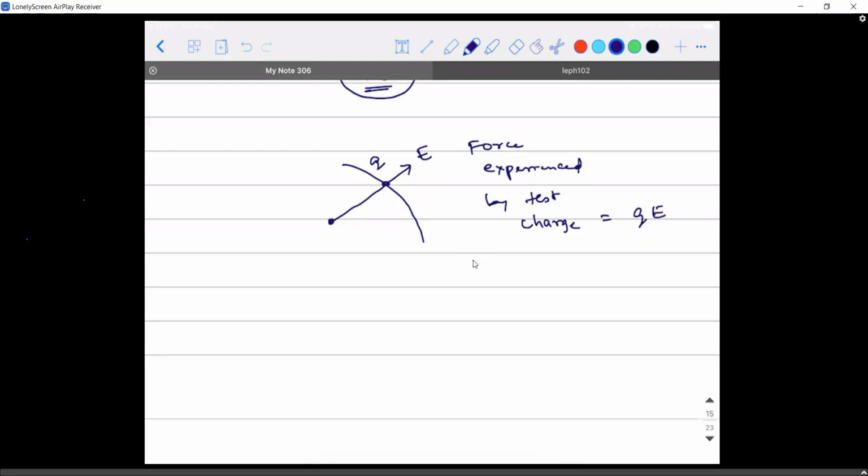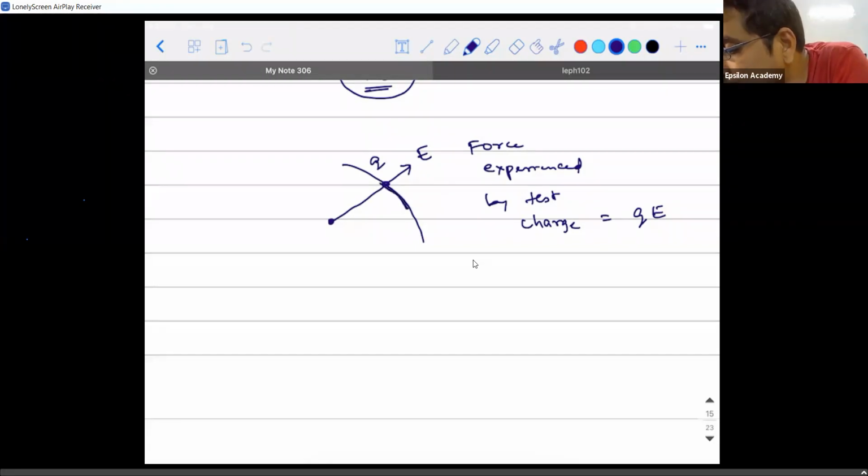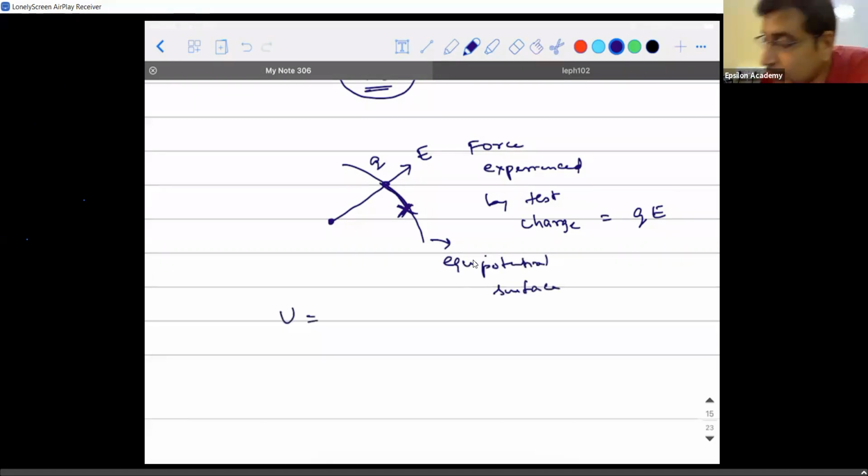Right. So if I try to move a test charge on this equipotential surface, then what should be the potential energy? If I take this point as A and this point as B, is it not Q into VB minus VA? Did you guys understand why I wrote Q into VB minus VA? This I have explained in the first class of this chapter. When I started this chapter, we did a problem.